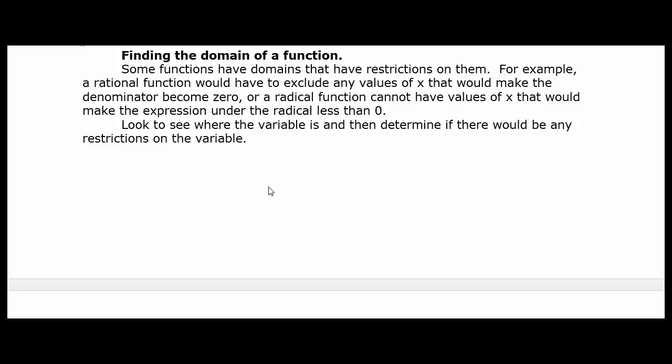So let's talk about domain of a function. Some functions, like a line, would have all reals. We can have any x and it would be fine. But some functions have restrictions on them. For example, a rational function.